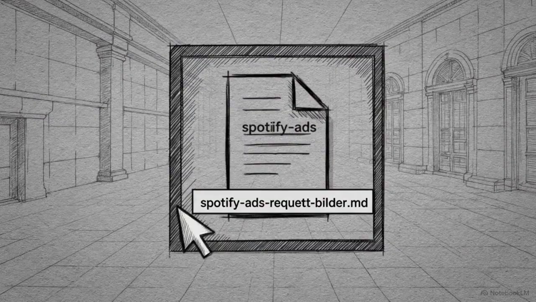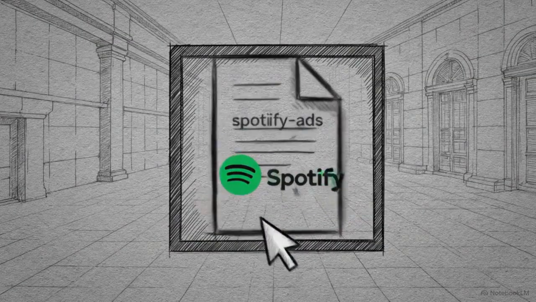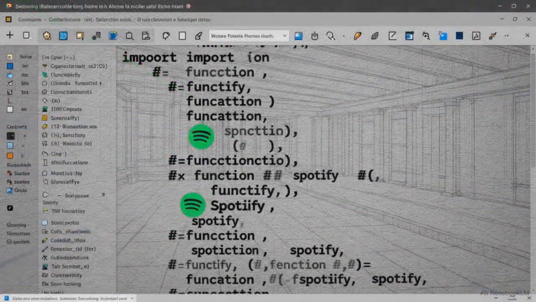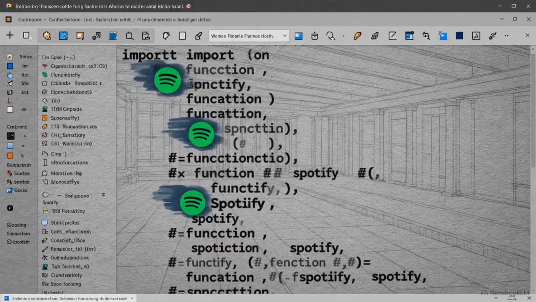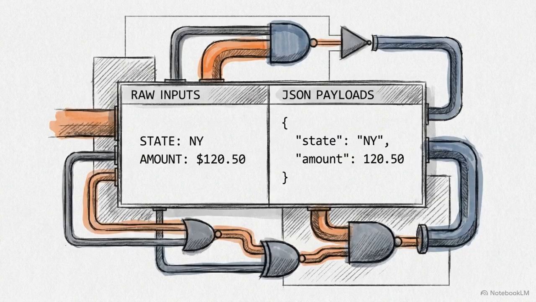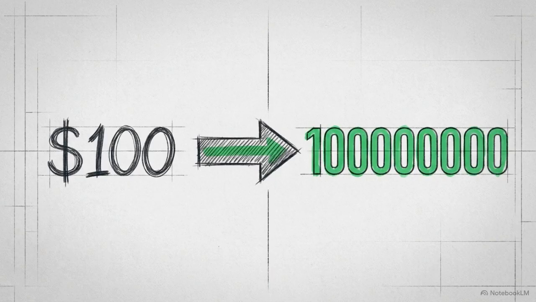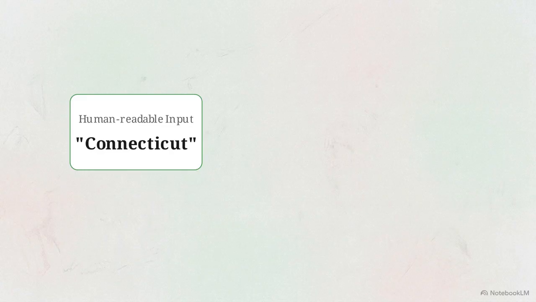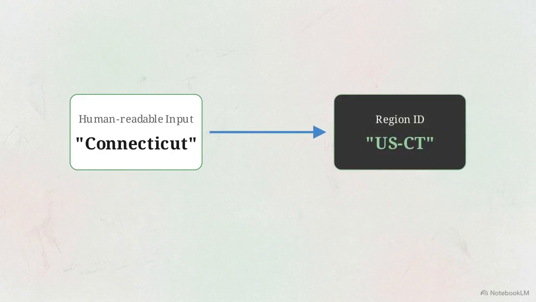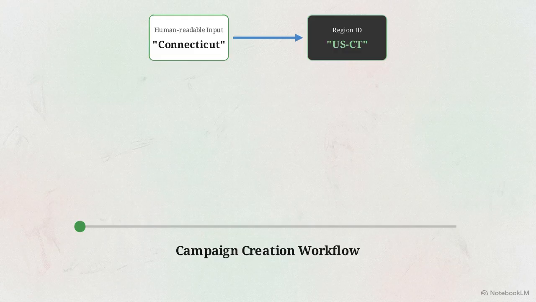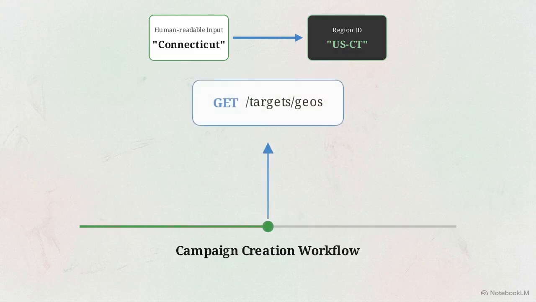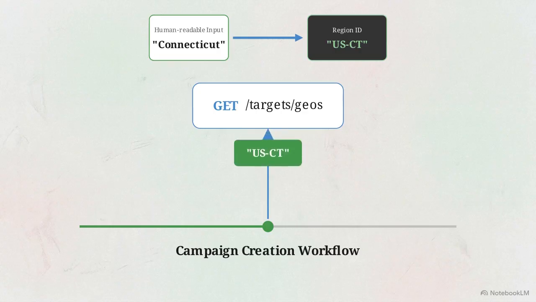We can trace this logic directly. The moment a user prompt enters the system, it hits a specific Markdown agent named Spotify Ads Request Builder.md. The agent immediately performs native data conversions. If the user asks for a $100 budget, the agent seamlessly converts that string into the precise microunits the API demands. Geographic targeting requires a similar translation. The agent must map a human-readable state name, like Connecticut, into the platform's exact region ID. To achieve this, the agent actively pauses its workflow mid-thought to call the /target/geos endpoint, retrieving the required ID before proceeding.